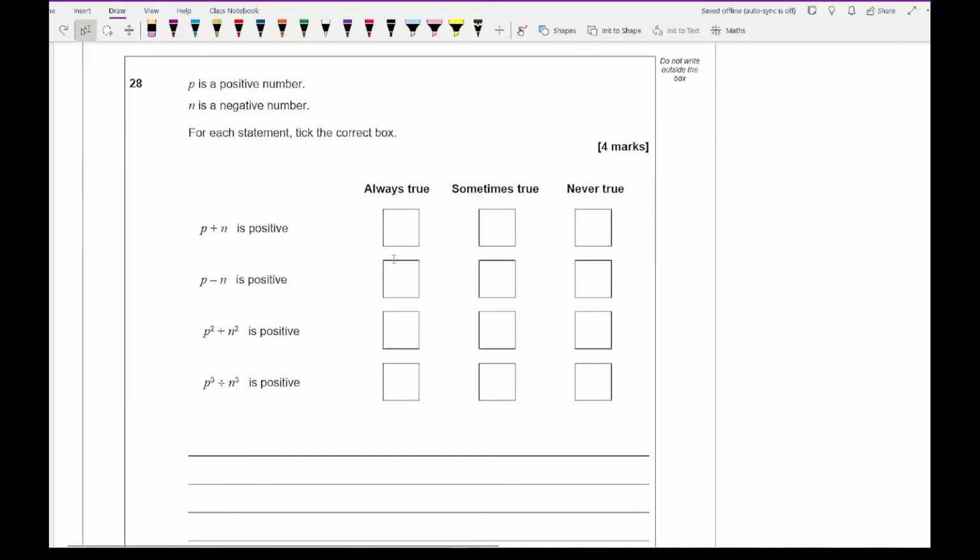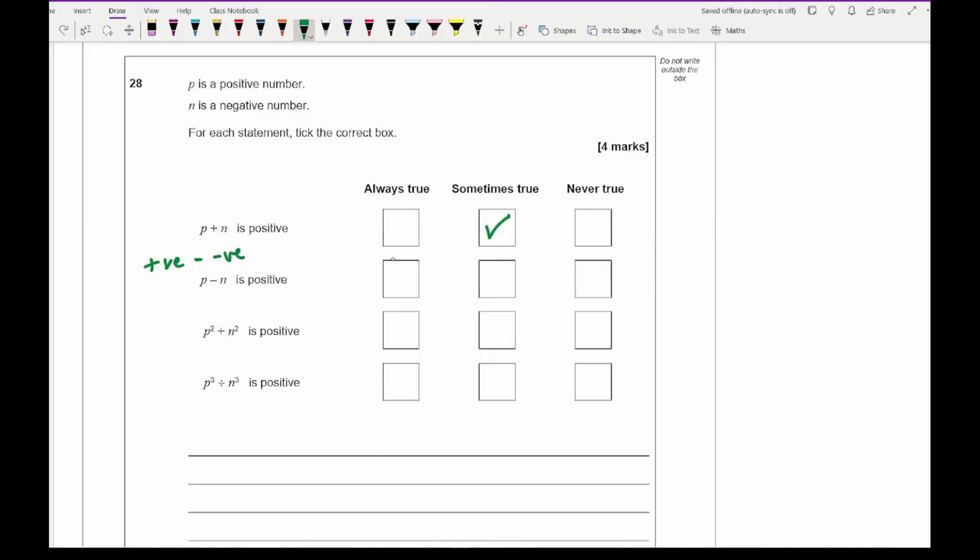Moving on to question 28, it says P is a positive number, N is a negative number. For each statement, tick the correct box. Now, rather than using P and N, try and use positive and negative numbers and think if you can work that way. So here, if I had a positive number plus a negative number, is it always positive? That might be the case, but it's not always true. Then, with a positive number, take away a negative number. Well, 2 minuses make a plus.